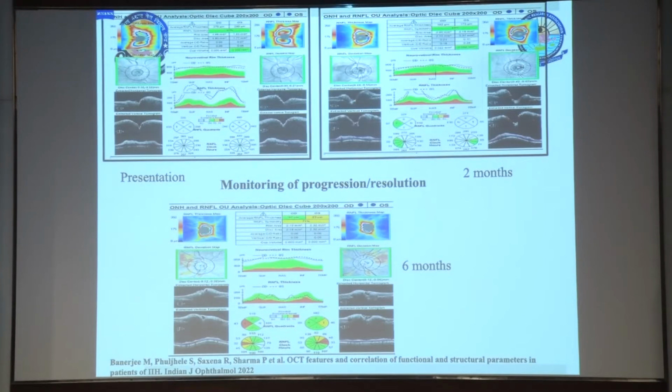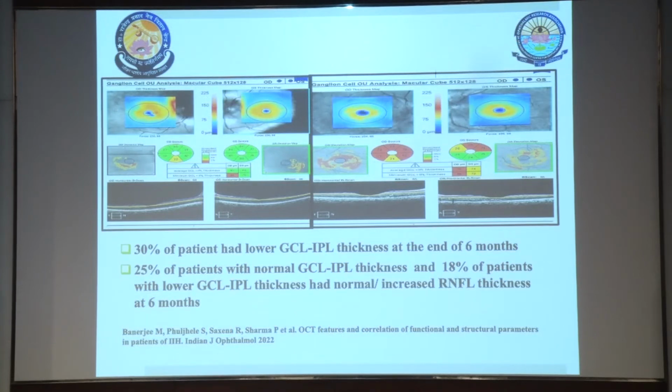So these figures are just to show how at presentation there was marked RNFL edema, which over time has come down with the treatment, and at 6 months became as good as normal. But normal RNFL may give you relief, but it is not always a good sign. Many of these patients who have normal RNFL will show thinning of GCL-IPL layers suggestive of optic atrophy, which is eventually setting in these cases.